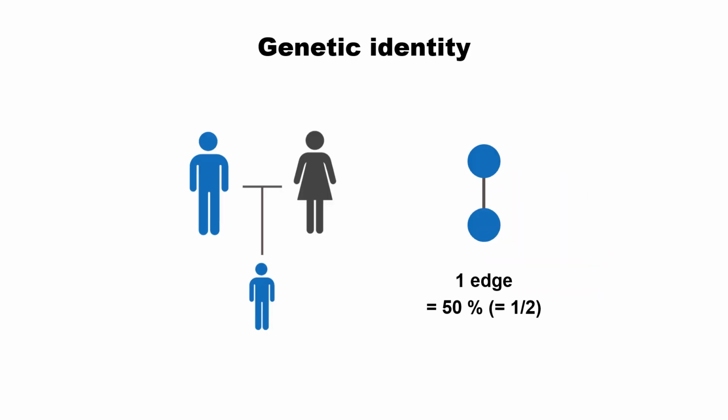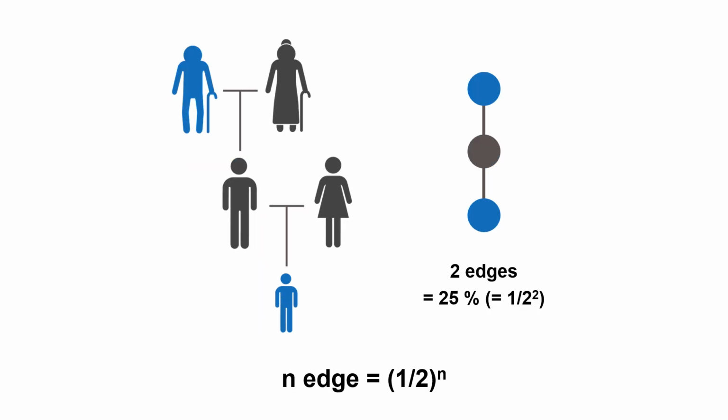Between parents and children, the connection is one edge, and the identity shared is 50%, either through the father side or mother side. Between a child and the grandparents, there are two edges. So that's why the genetic identity is diluted half by half. So two edges make a 25% identity. So if the edge number is n, then the genetic identity is 1 over 2 to the n.